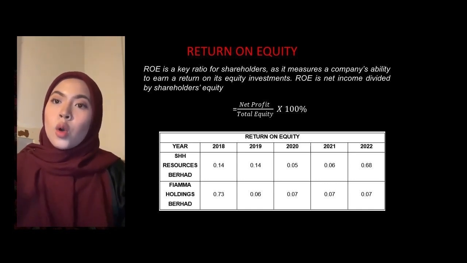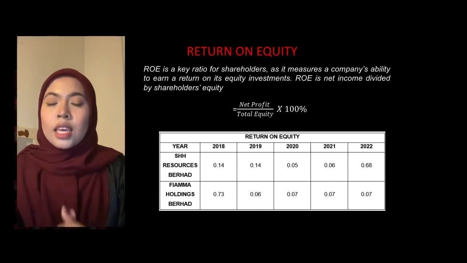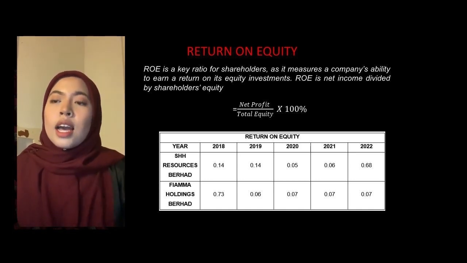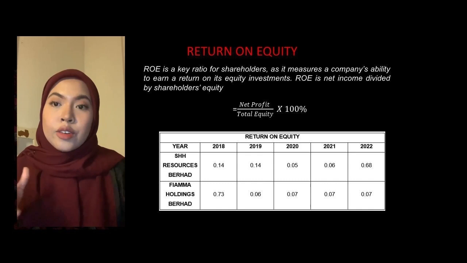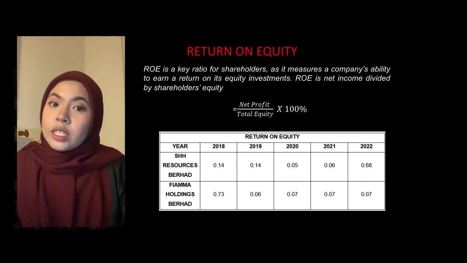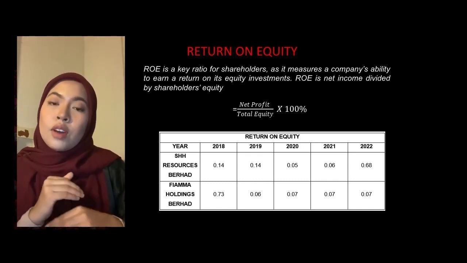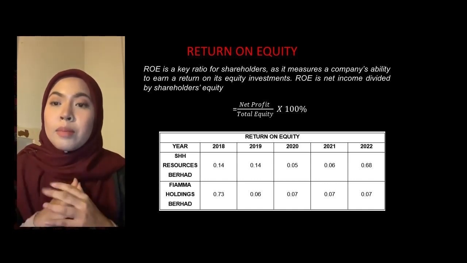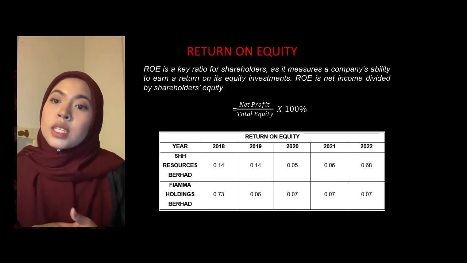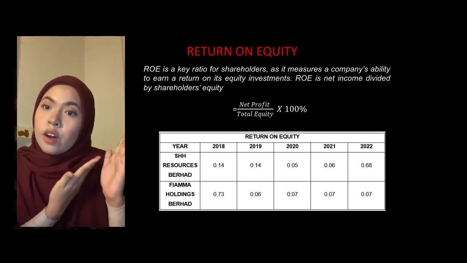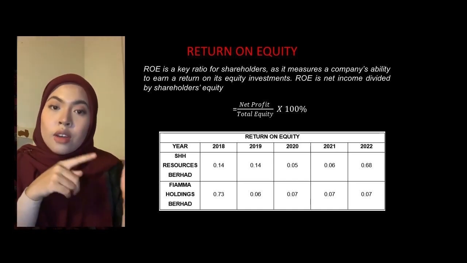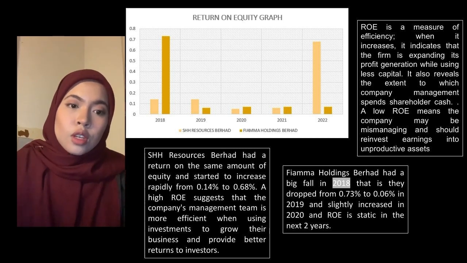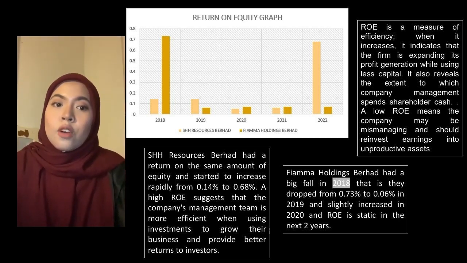Now we move to ROE, return on equity. ROE is a key ratio for shareholders as it measures a company's ability to earn a return on its equity investment. ROE is net income divided by shareholders' equity. The formula of ROE is net profit divided by total equity multiplied by 100%. Here is the table of ROE for the two companies from 2018 until 2022, 5 years. Now we move to the graph chart analysis for ROE.